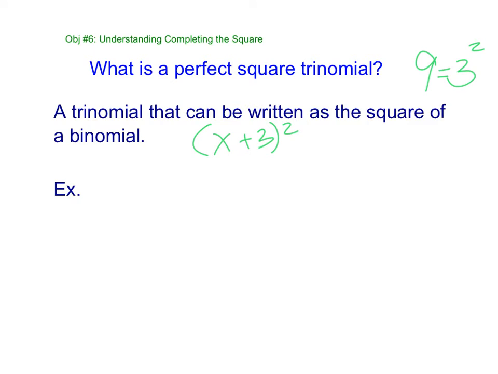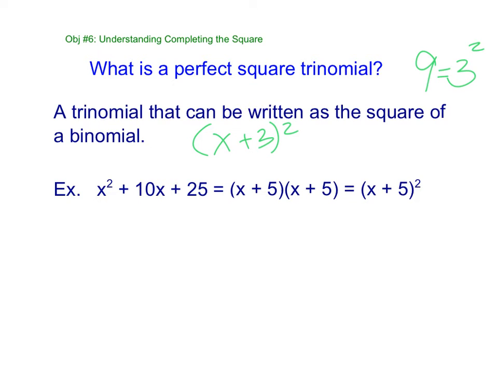So the example here, my eraser isn't working. There it is. x squared plus 10x plus 25. Because when I factor that, I get (x + 5) times (x + 5), which is (x + 5) quantity squared. So now look at the relationship between these numbers. We have 25 is a perfect square, right? It's 5 squared. And then how about this middle term? 10, that's double the 5, right? Because when you multiply that out, you get x squared plus 5x plus 5x plus 25.